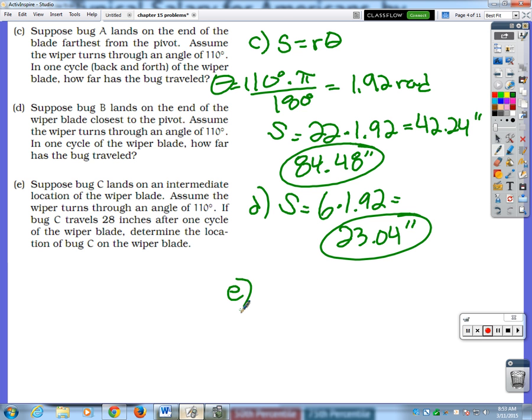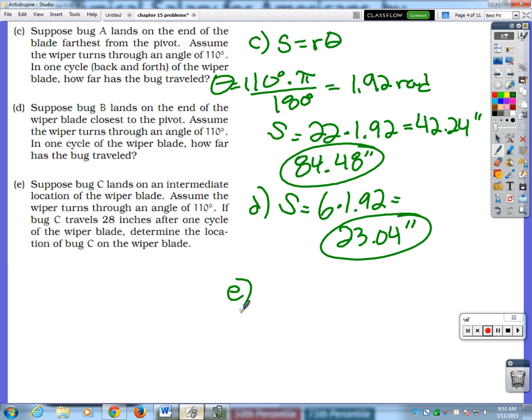Bug B. Suppose bug C lands on an intermediate location of the wiper blade. Assume the wiper blade turns to an angle of 110 degrees. If bug C travels 28 inches after one cycle of the wiper blade, determine the location of bug C. So again, we're going backwards. If they're going 28 inches back and forth, how many do they go in each one?